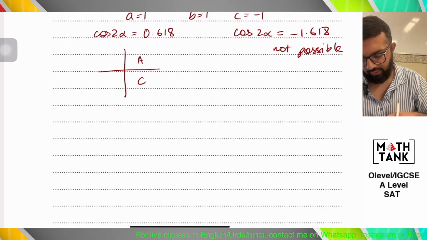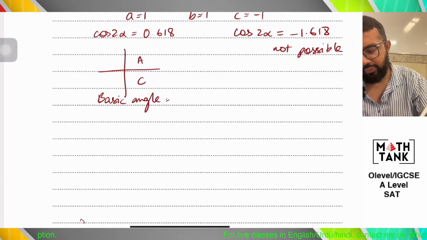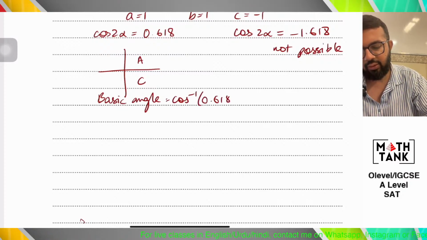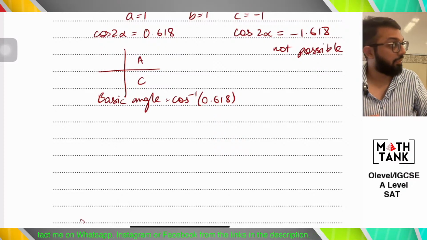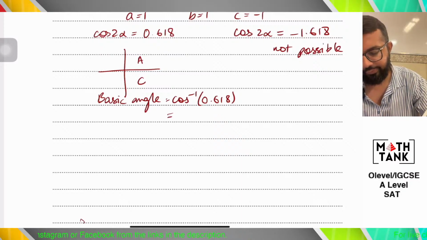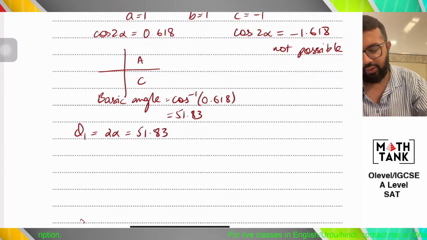My calculator should be now in radians. No, not radians, degrees. Okay. Shift. I'm taking out the basic angle and I'm saying that this should be equals to cos inverse of 0.618. 51.83. Quadrant 1 gives 2 alpha equals 51.83. Quadrant 4 gives 2 alpha equals.